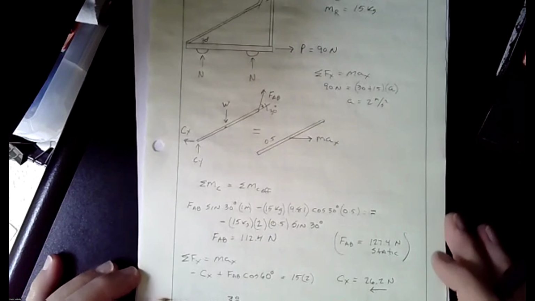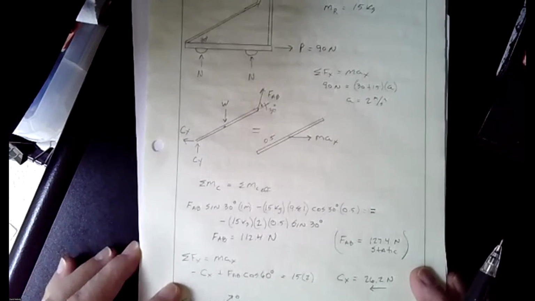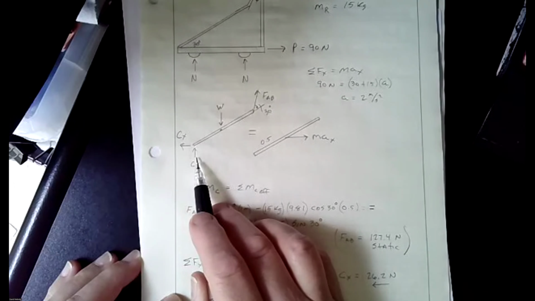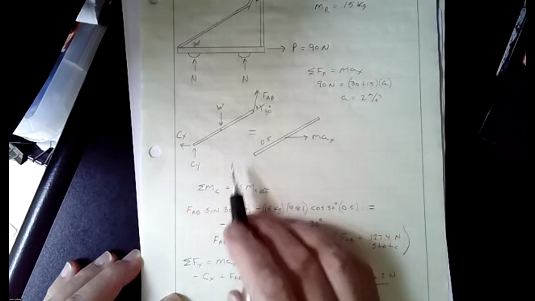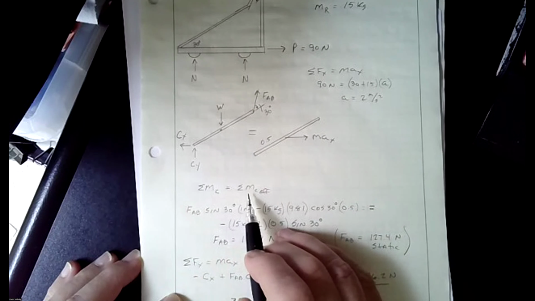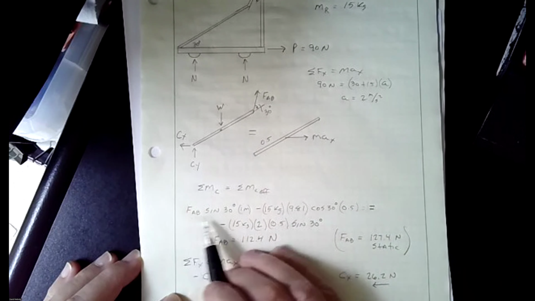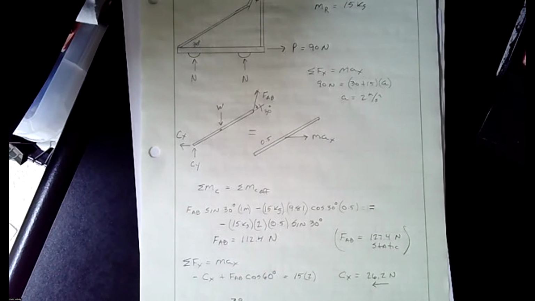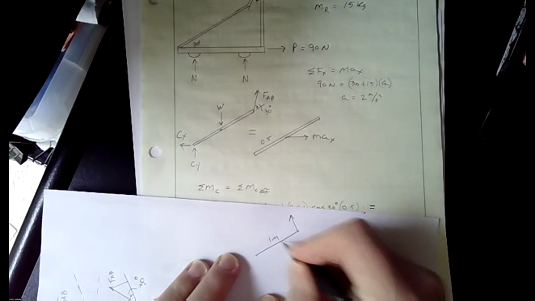This is where, if you want to, you can pause and write out what you think it is. Moment about C. So I pick C. Why? Because it has two unknowns, just like in statics. We want to eliminate those. And then I have my force AB. So the sum of the moments about C equals the sum of the moments about C effective. And what do I have? Force AB sine 30, right? So I know that the vertical part of it, if I were to draw, would look like that. And there's my 1 meter.